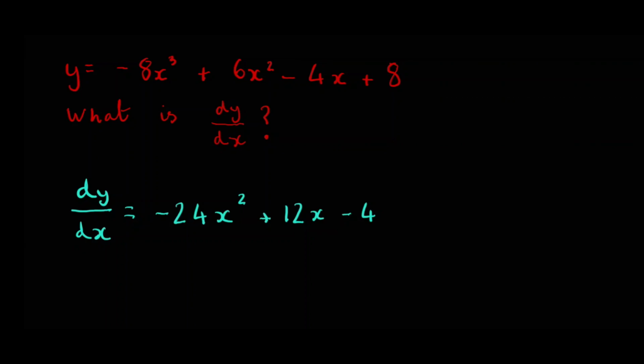So remember, all we do is we multiply the coefficient in front of each x term by the x's power, and then we take 1 away from the power. That's all there is to it.